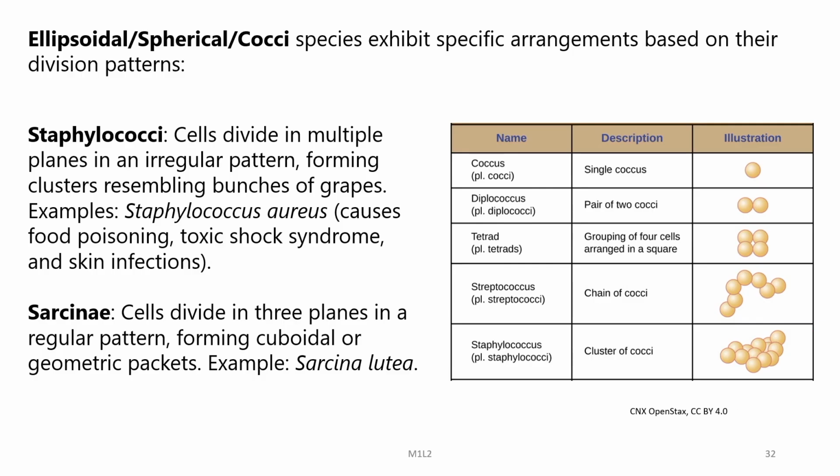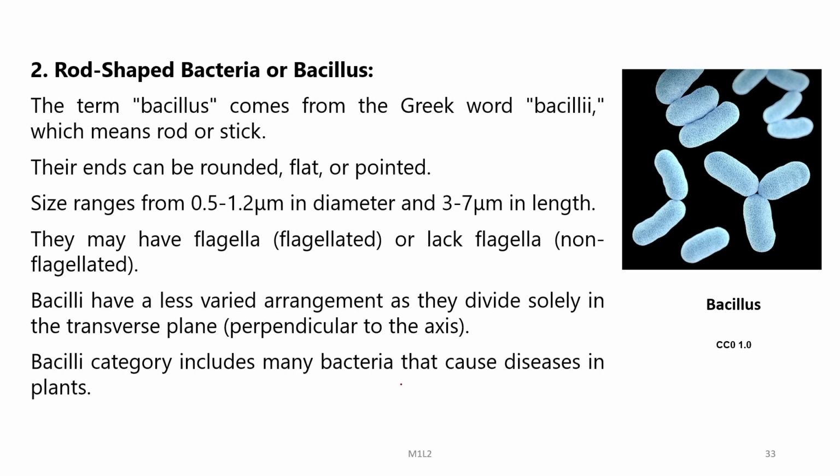Then we have Sarcina. Here cells divide in 3 planes in a regular pattern, forming cuboidal or geometric packets, and the most important example here is Sarcina lutea. Now let us discuss the various forms of rod-shaped bacteria, or bacilli.